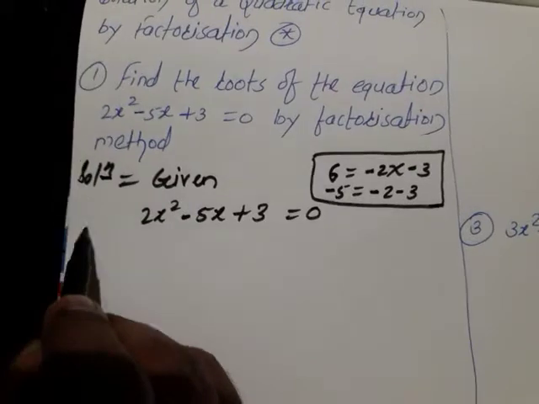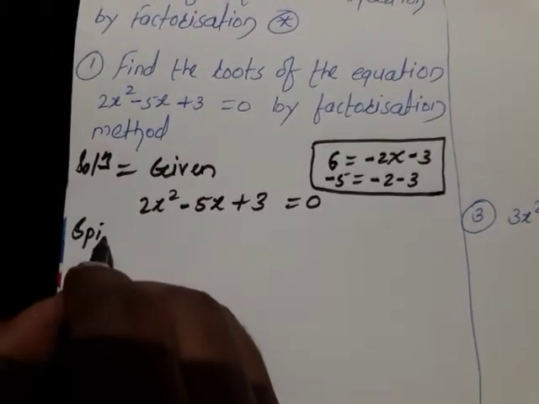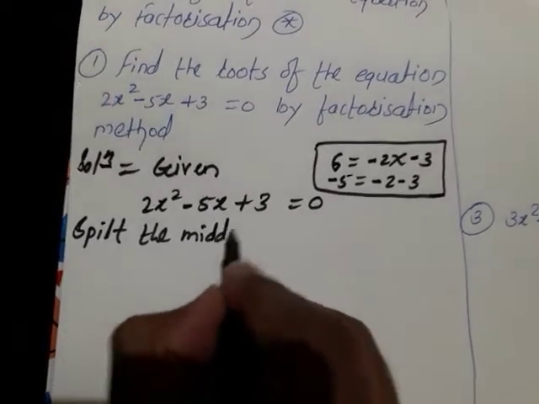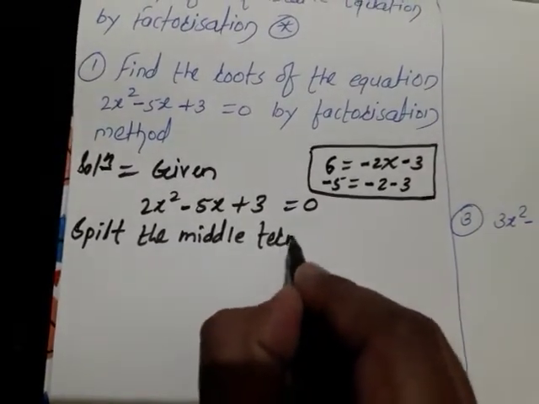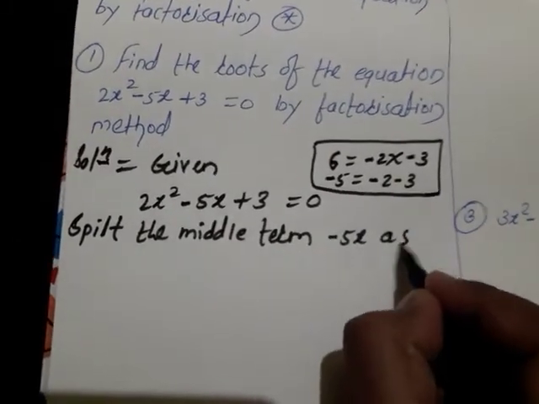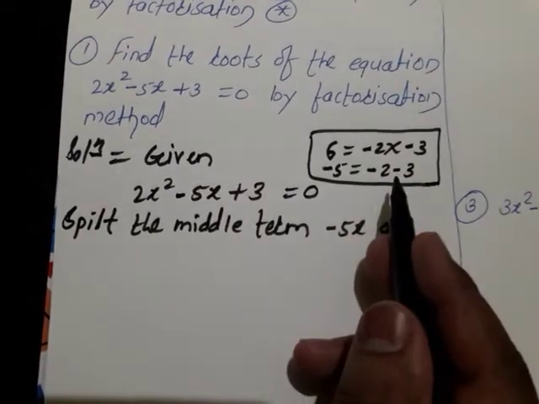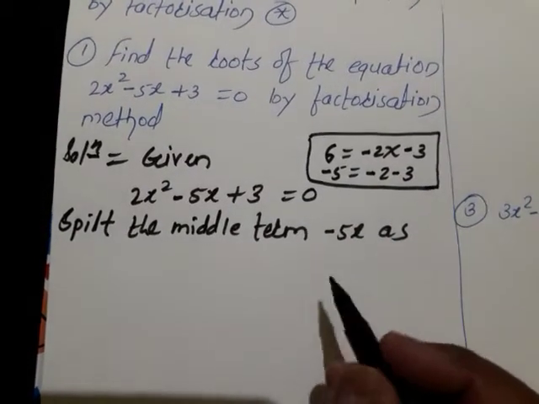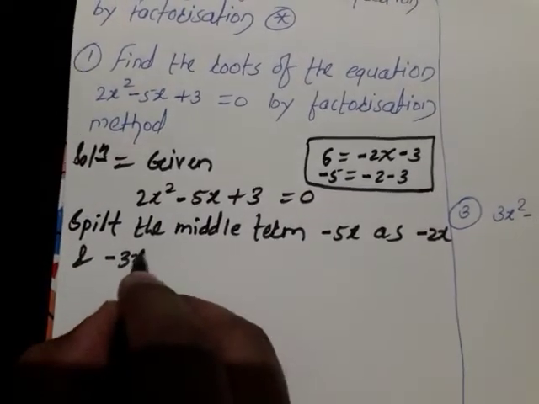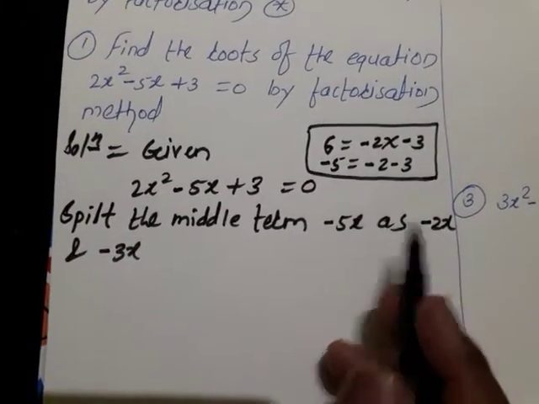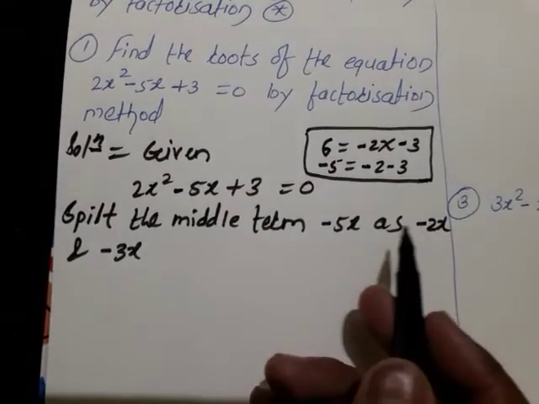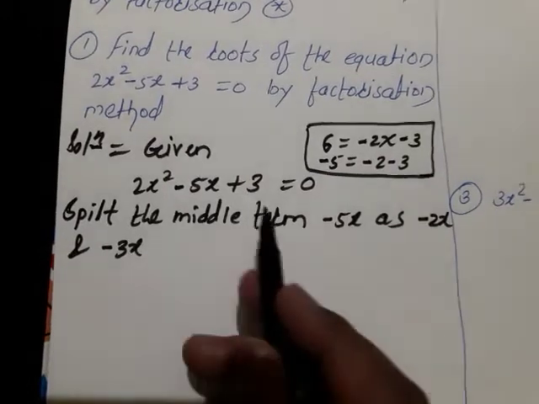Here we have to write: split the middle term. What is the middle term? Minus 5x. As we got here, the factors of minus 5x are minus 2 and minus 3. Okay, as minus 2x and minus 3x. How did we get this? Minus 2, minus 3, minus 5. We have kept only x here, and then we will get, look here, minus 2x minus 3x, minus 5x.